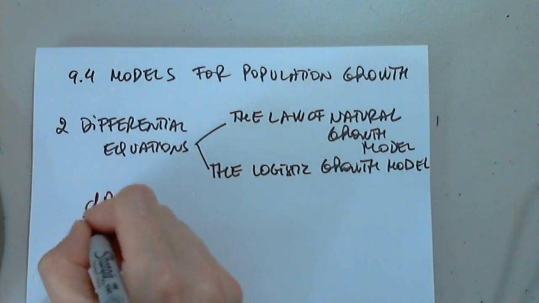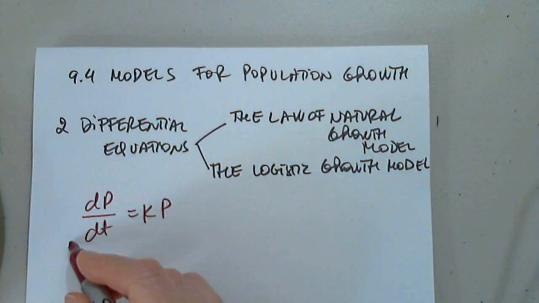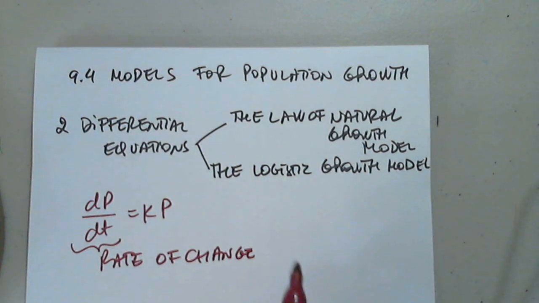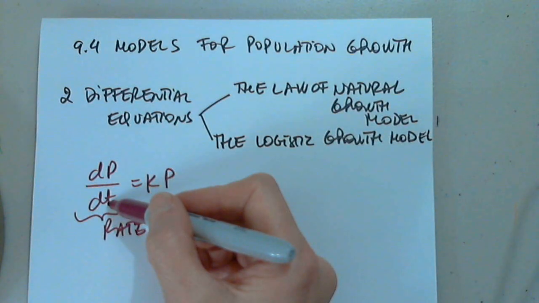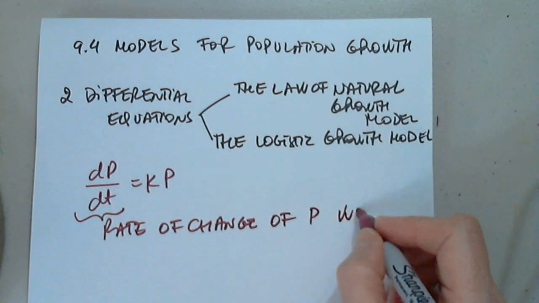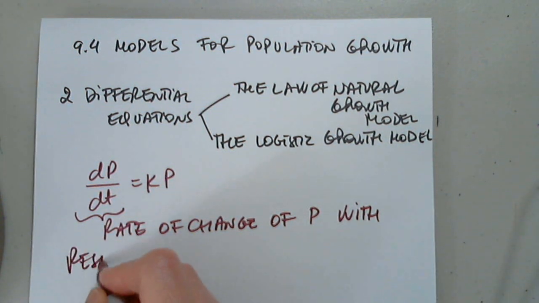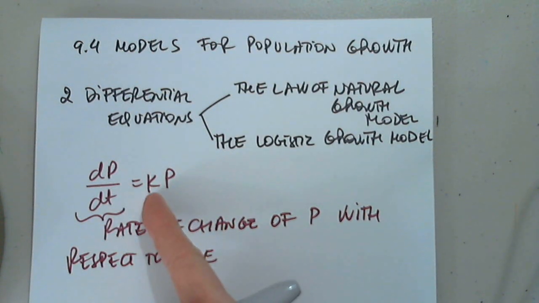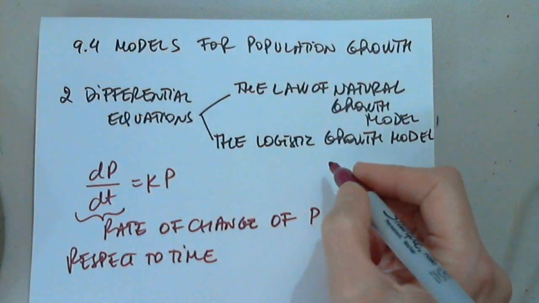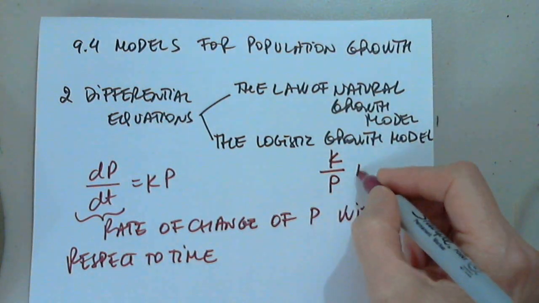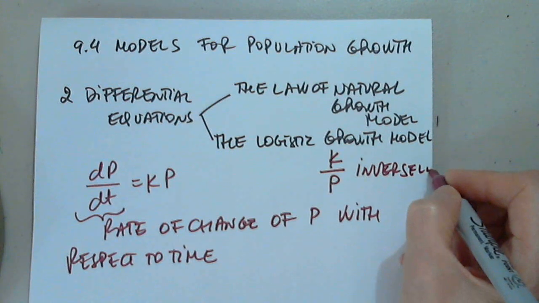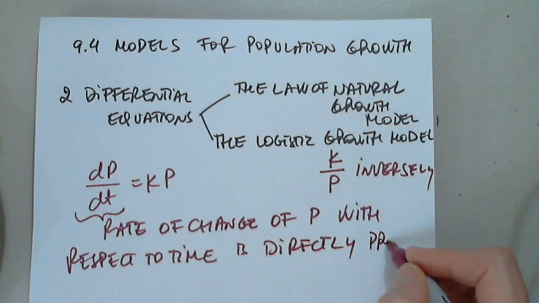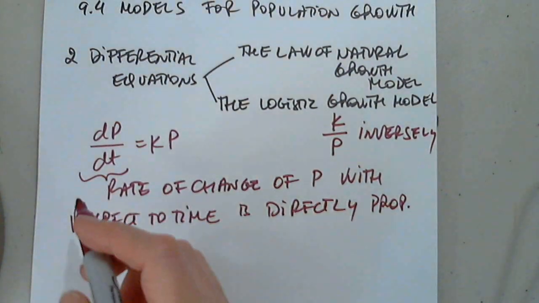So we have the rate of change of population with respect to time, dP/dt, is directly proportional: K times P. Inversely proportional would be K over P, but it is directly proportional with P, with the population size.